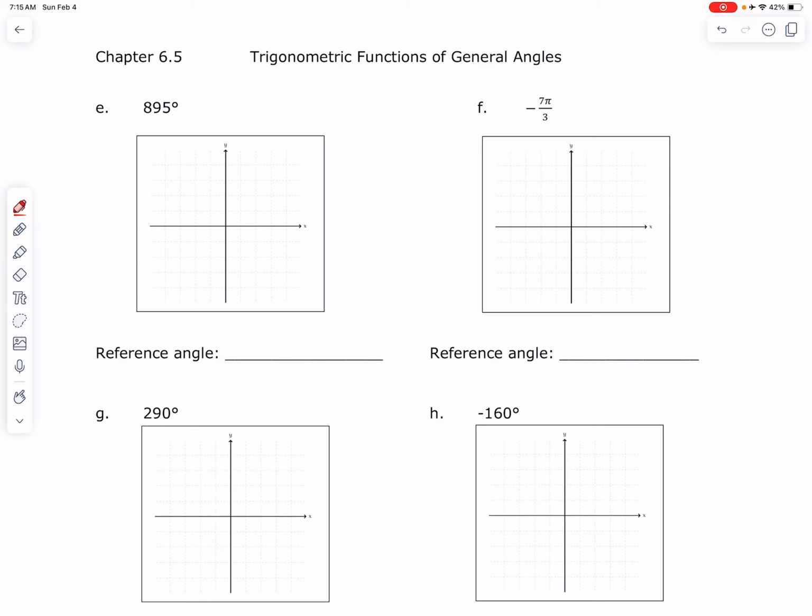Back to the 6.5 notes, trigonometric functions of general angles. We are on page 5. So more examples with reference angles. Okay.